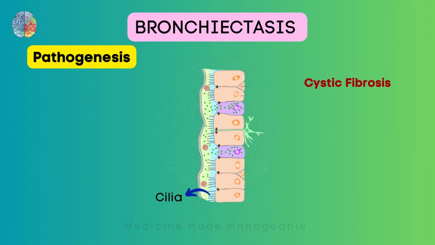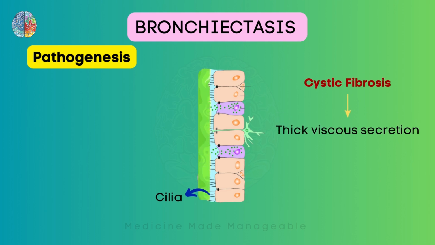Starting with cystic fibrosis, what exactly happens here? There is a very thick and viscous mucus layer which lines the airways. This will lead to chronic infection. How? Let's see. Again, some pathogen will enter and attach to the lining of the bronchi. But this time, because the layer is very thick, the cilia will not be able to move properly.